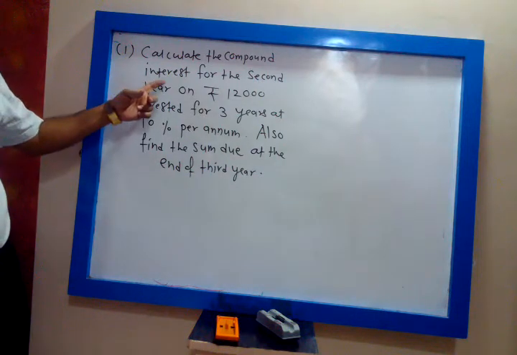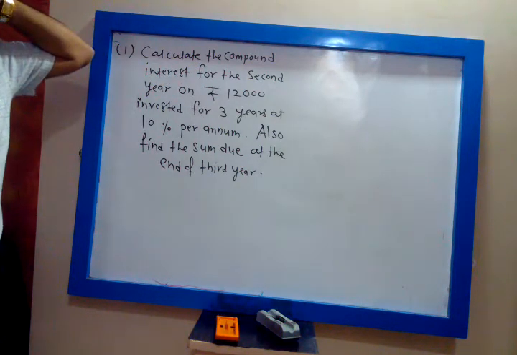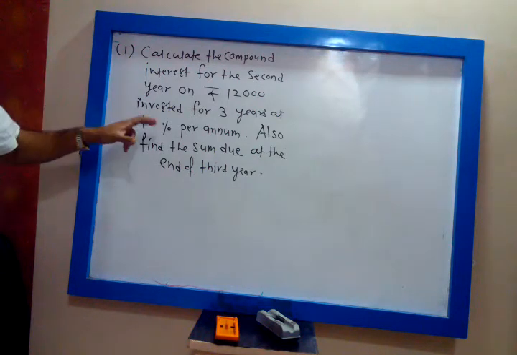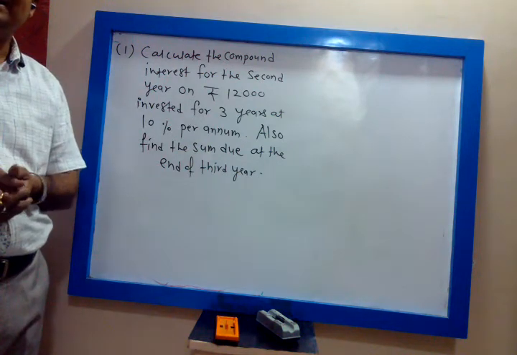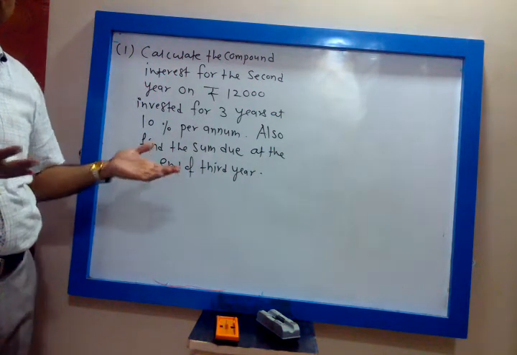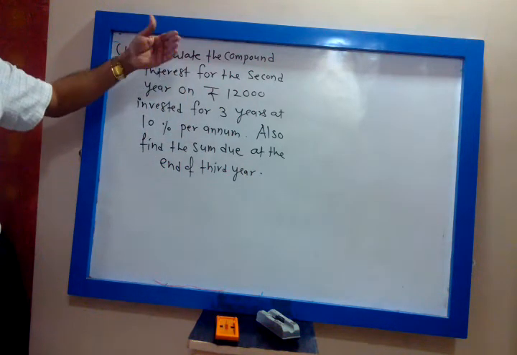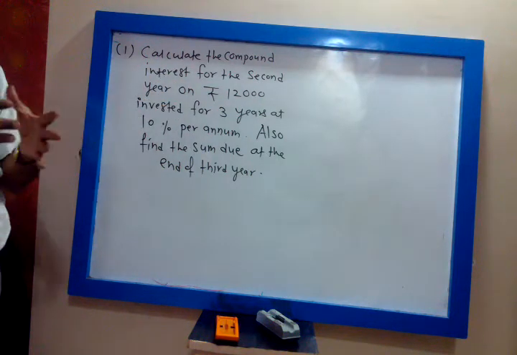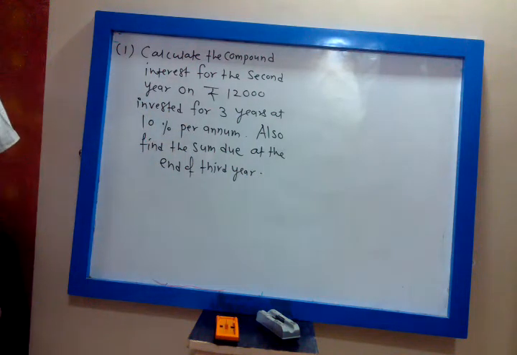Calculate the compound interest for the second year. So by which method will you solve? Without using the formula, it will be more convenient, because the total duration is 3 years and it is the compound interest of the second year. So instead of doing so many calculations, you go step by step without using the formula. You will get the answer.